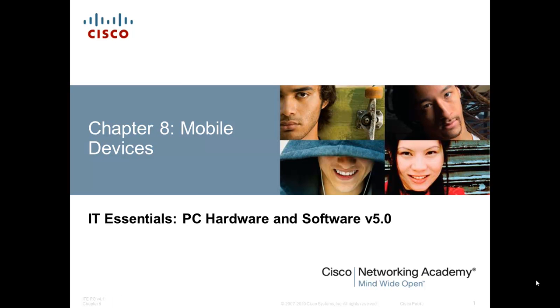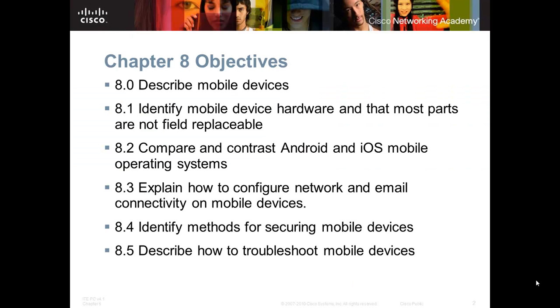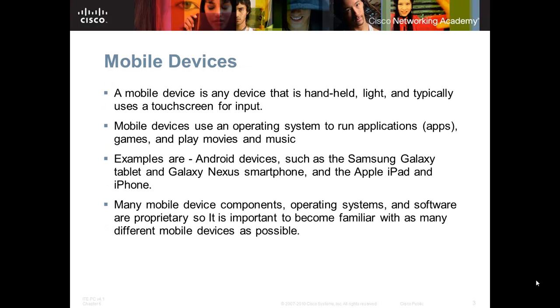This video covers Chapter 8, entitled Mobile Devices. Some objectives from Chapter 8 are to describe mobile devices, compare and contrast Android versus the iOS, explain how to configure network and email connectivity on mobile devices, and identify securing and troubleshooting methods for mobile devices.